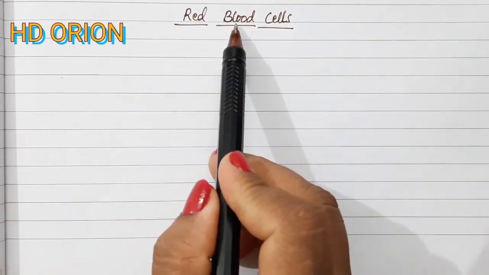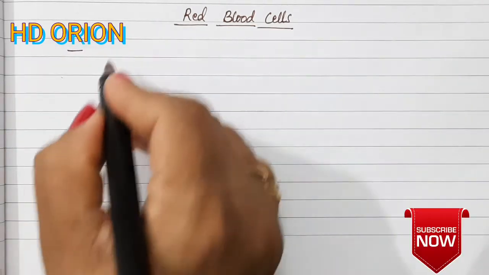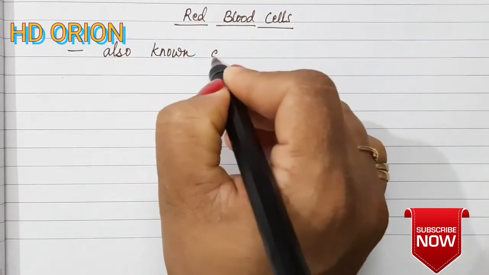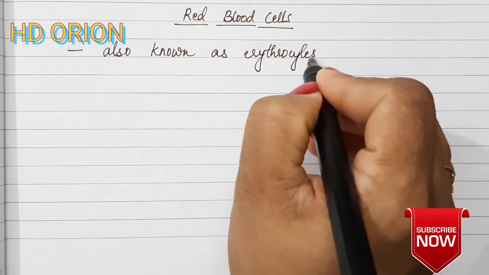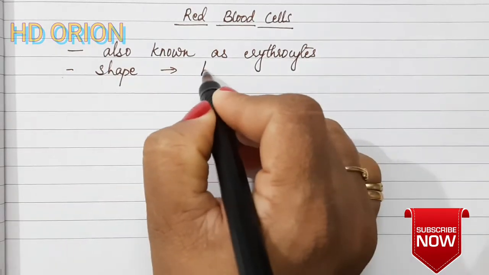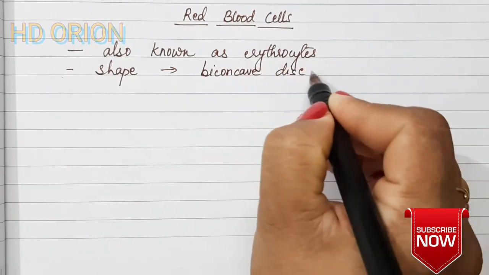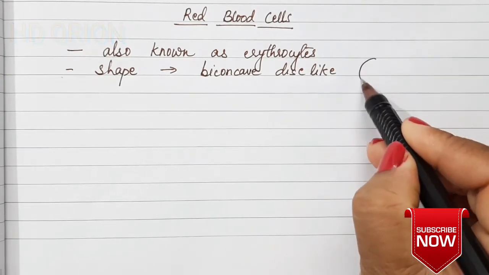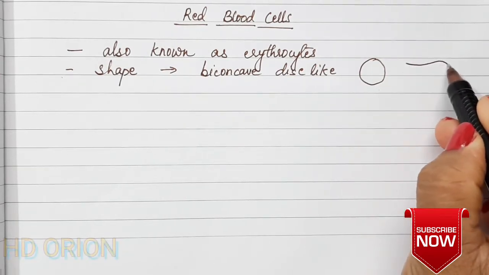Let us study the RBCs, also known as the red blood cells. The red blood cells are also known as erythrocytes. The shape is biconcave, disc-like. So if we see the RBC from the top view, it will look like this, a round circular structure, but the side view will show a depression in the center.